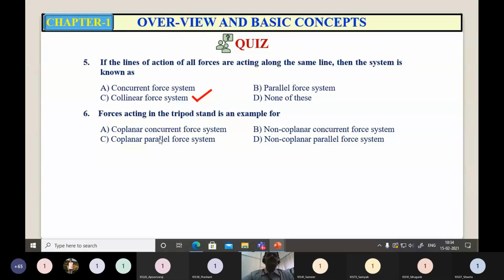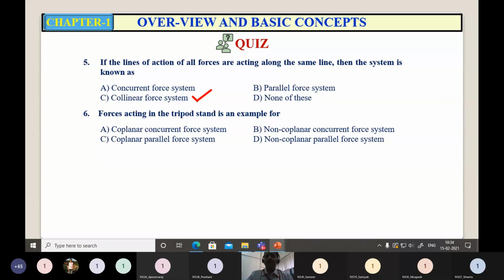Now, forces acting in the tripod stand are an example of what? Do you know what a tripod stand is? It is a stand having 3 legs. So the forces acting in the legs of the tripod are an example of which option? Coplanar parallel force system?